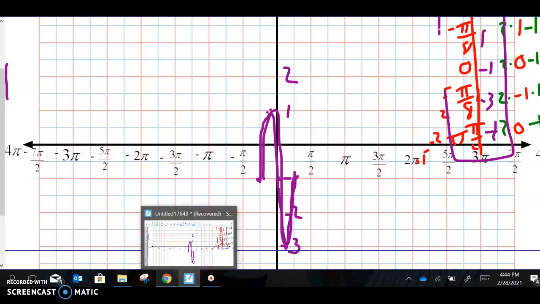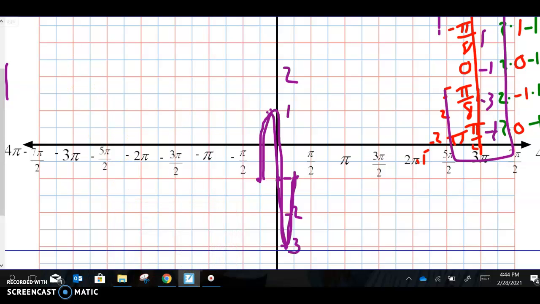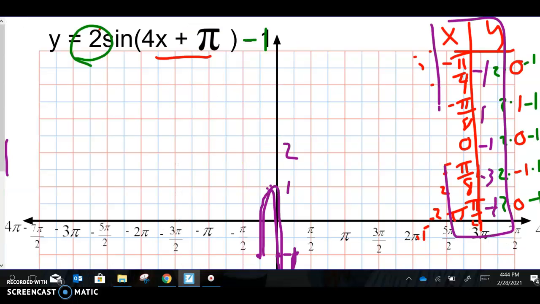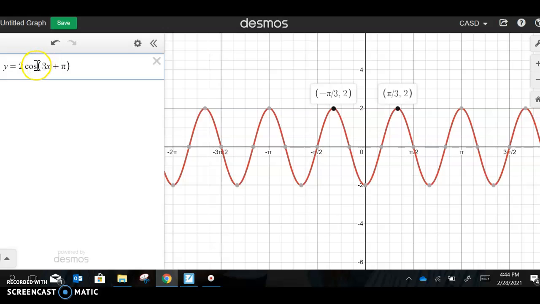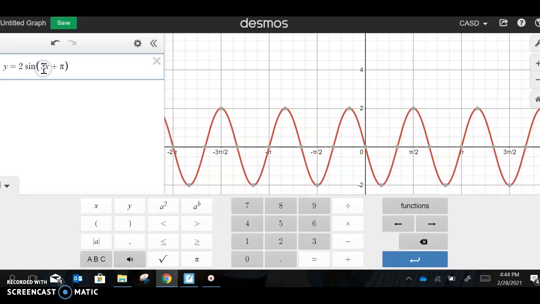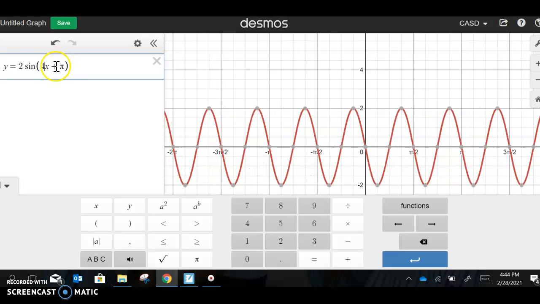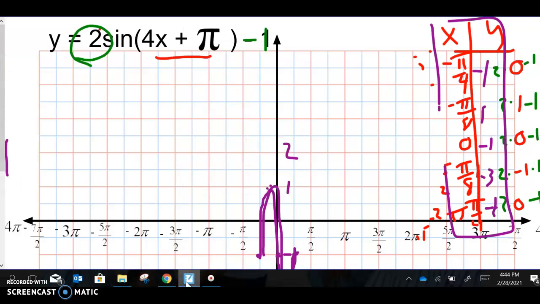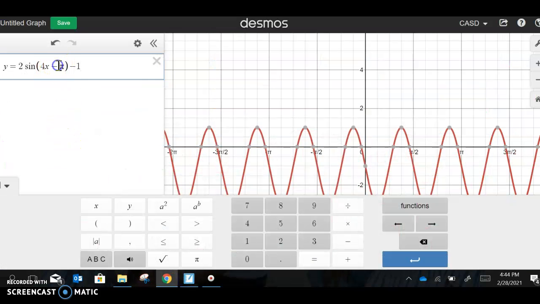Let's do this on Desmos. Might be just a tad more clear. I know that's hard to imagine. I'm so clear here with my writing. Okay, 2 times the sine of 4x plus pi, minus 1. Let's look at it on Desmos, okay? 2 times the sine of 4x, I think it was minus pi, minus 1. Let me look. I can't remember what it was. 4x plus pi minus 1.